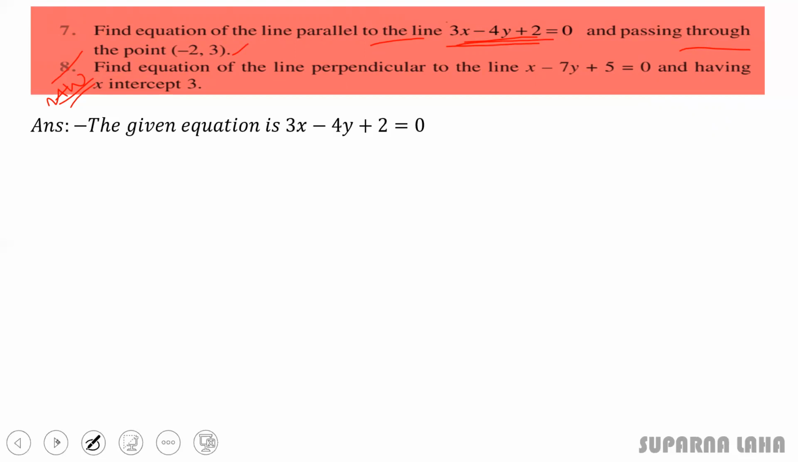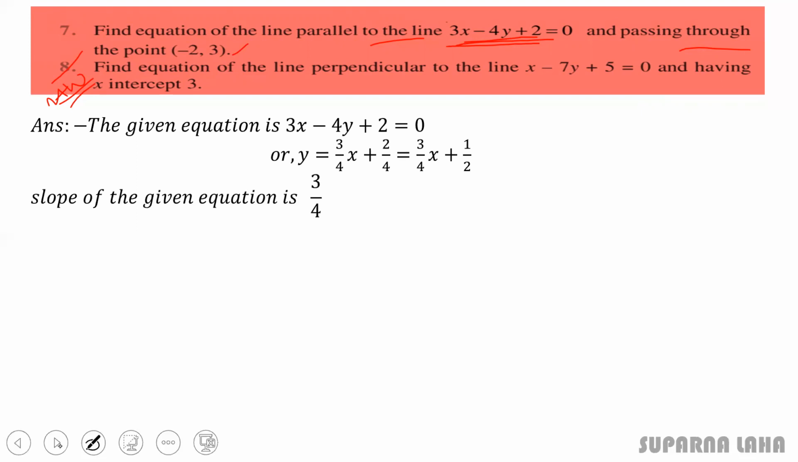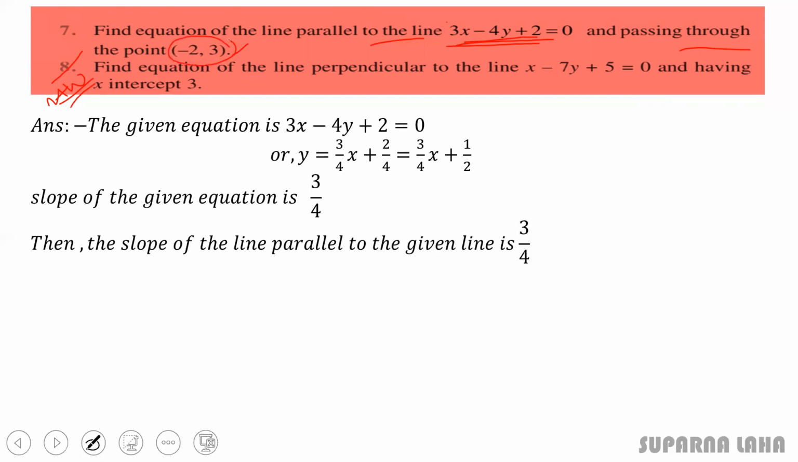So the slope of this given line 3x minus 4y plus 2 equals to 0. So write down the y, this 3 by 4 into x plus 1 by 2. That is, 3 by 4 is the slope of the given line. So we need to find the equation of another line whose slope is also 3 by 4 since they are parallel, and is passing through this point minus 2 comma 3.